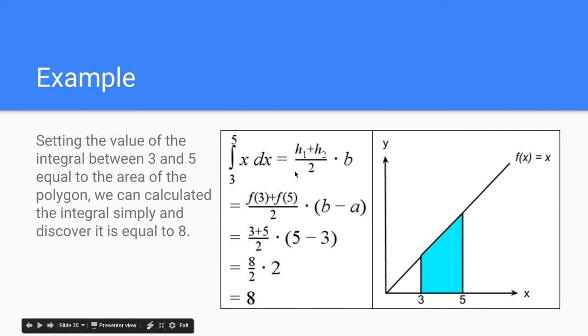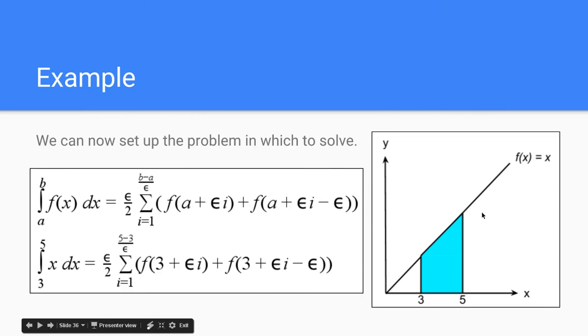So we substitute in to get the heights at the positions 3 and 5. You plug in the x values, and then we divide by 2, but since the function is just x, we just get 3 and 5 back. Divide by 2, we get the base, which is b minus a, 5 minus 3, 8 over 2 times 2, it gets 8. So we know the area under this curve is 8. When we actually go and apply the formula we learned earlier, we should get 8. If you get 8, that means you did it right.